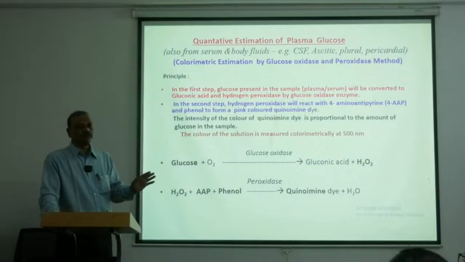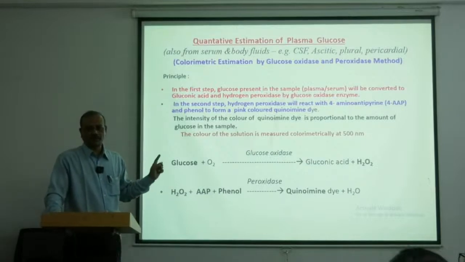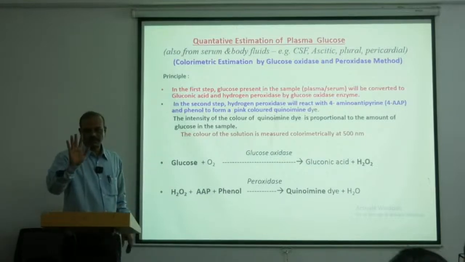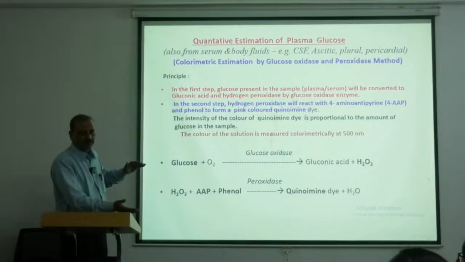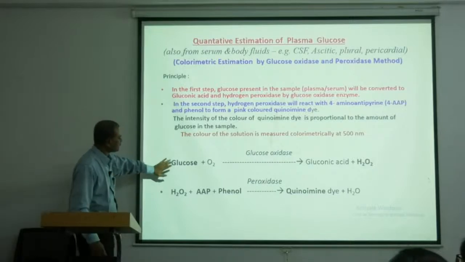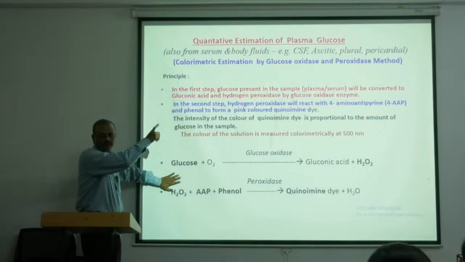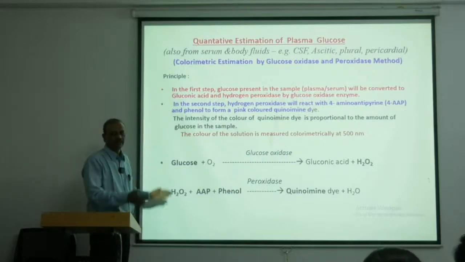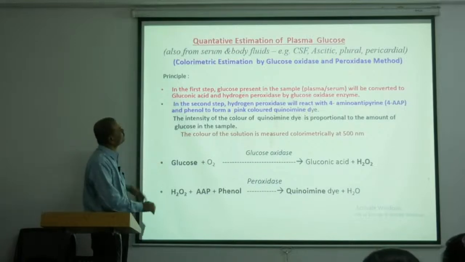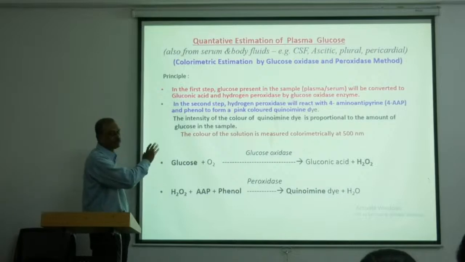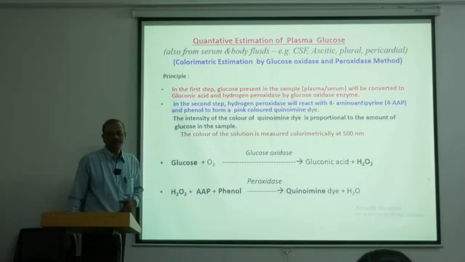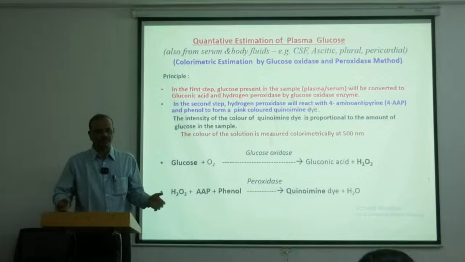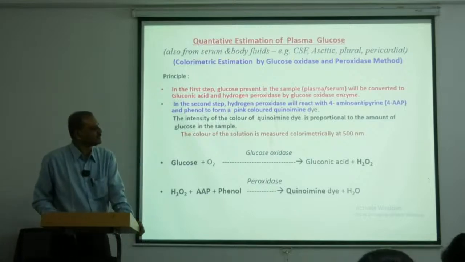So first, what is the principle of estimation? These two slides you have to write down. First you understand right now. Give a little space and then write first this one. Then you will write on top of which this one. Okay? Give a little space. Write down quantitative estimation of plasma glucose. The same procedure can be used for blood glucose estimation in serum and also body fluids. That is, there are several body fluids, something like CSF, cerebrospinal fluid, ascitic, pleural, and pericardial.